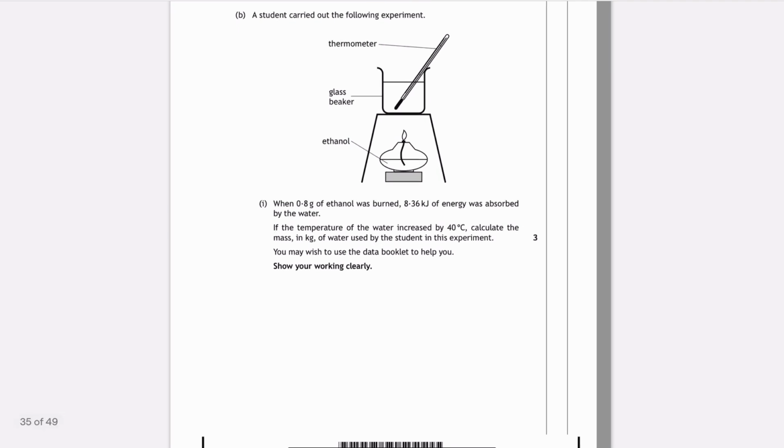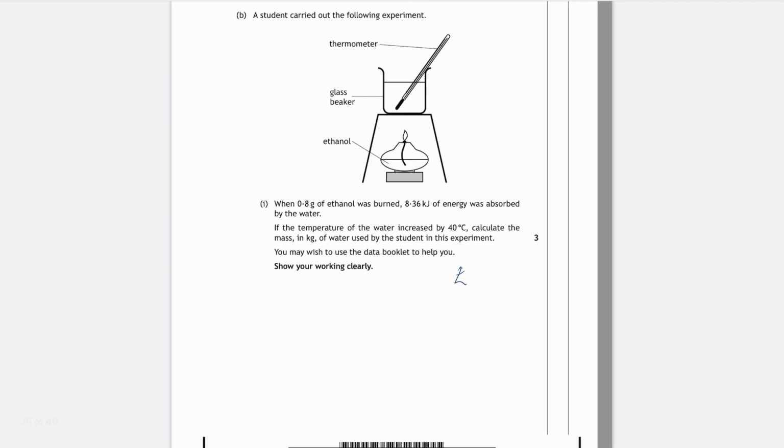So the best thing to do is if you see them mentioning energy, you're going to use E_h equals c m delta T. So if you write the variables down the side as a wee list, then you can pull the numbers out that you've got. So it's given you an energy here of 8.36 kilojoules. It's also then given us a temperature change of 40 degrees Celsius. It's wanting us to work out the mass of water in kilograms. And that's all the information it gives us, but c we can always get from the data booklet, and it is 4.18 kilojoules per kilogram per degree Celsius.